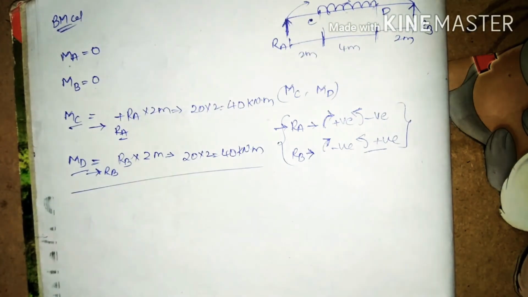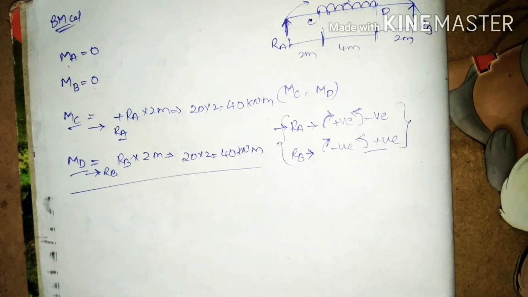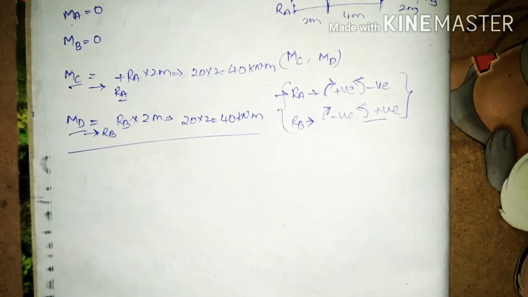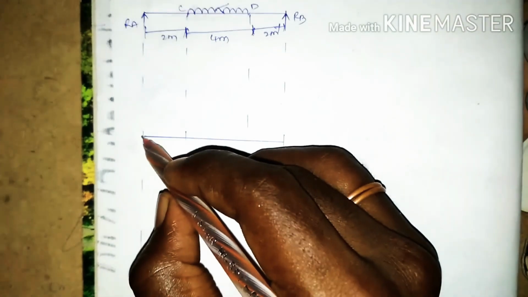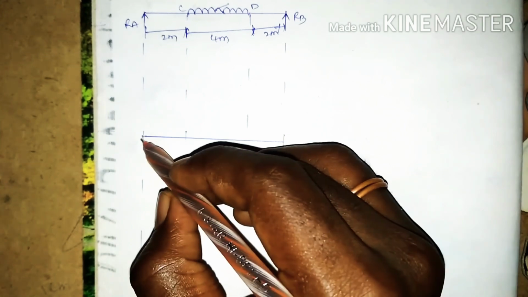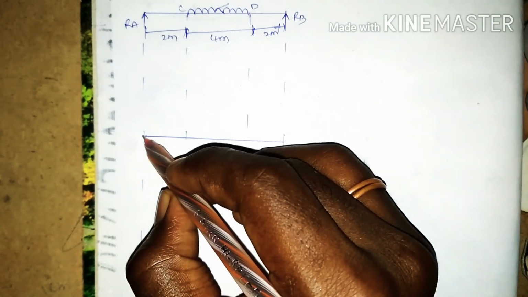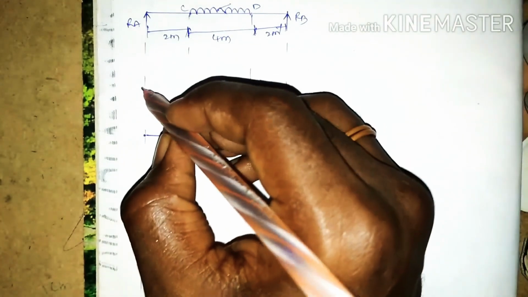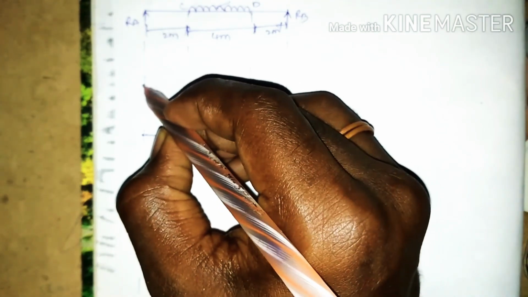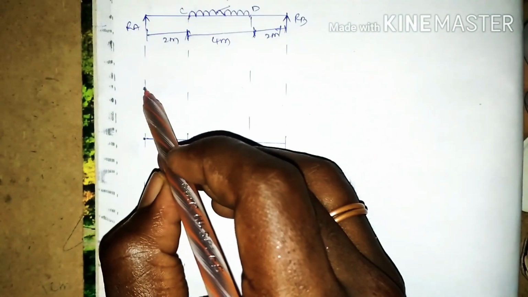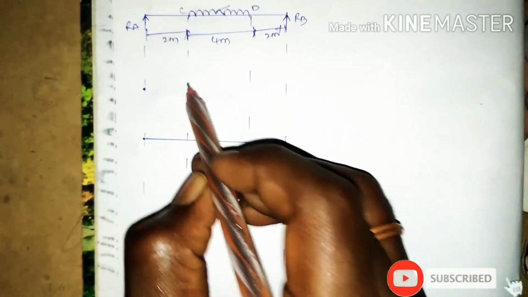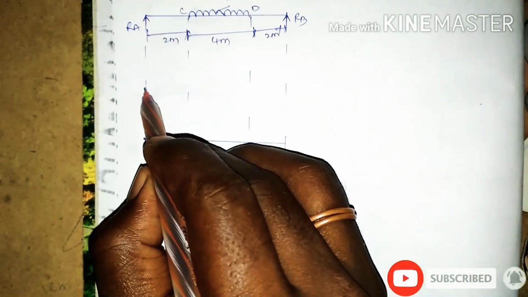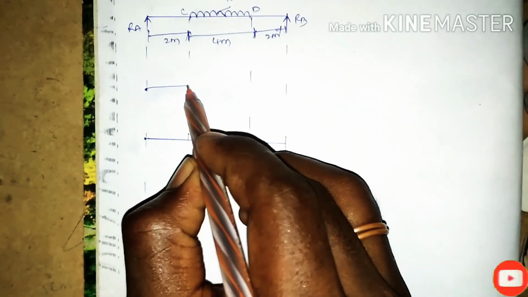Let us draw the diagram for the shear force and bend moment values. Here this is the shear force diagram we are going to draw. For the left of the A we are having 0, for the right of the A we are having 20 kilonewtons. Let us have a point here, and moving on to the C, for the left of the C we are having the same value of 20.